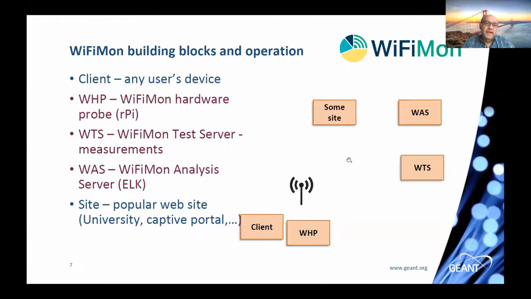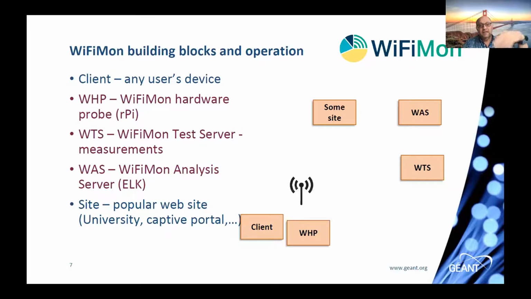So here you see the building blocks that you have in place. We have the client, this is you and me. We have some sites on the campus that are WiFiMon enabled. We have the WiFiMon test server where the templates are running, and the locations are defined. We have the wireless access analysis server where we analyze the data, store the data and visualize it.